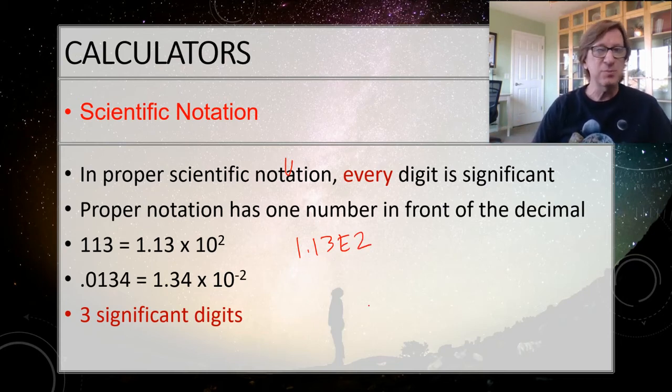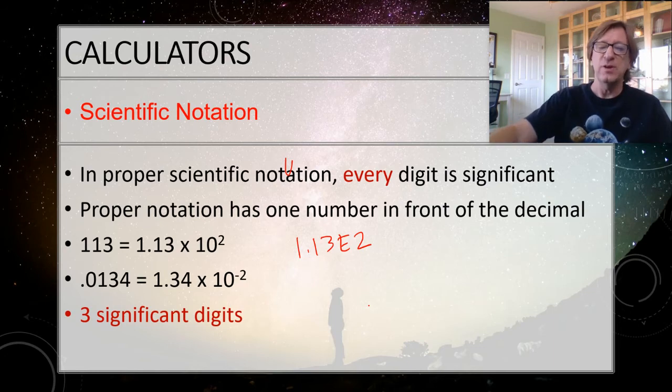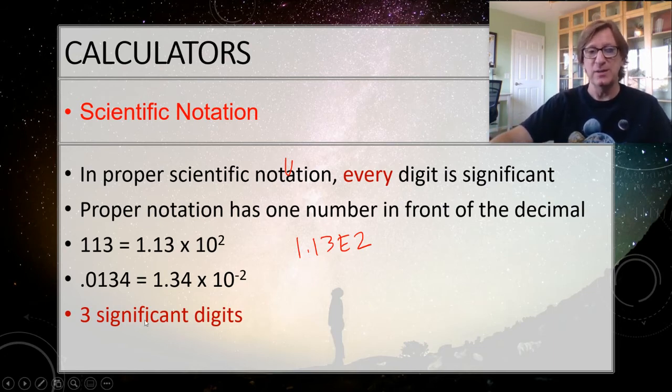You cannot put it in Smart Sparrow as times 10 raised to the second. That's not okay. It will reject that because you need to be using your scientific notation button. So 1.13 times 10 to the second is 1.13 E2. Got it? Okay. Now, if the number is less than 1, then I'm going to have a negative exponent here.